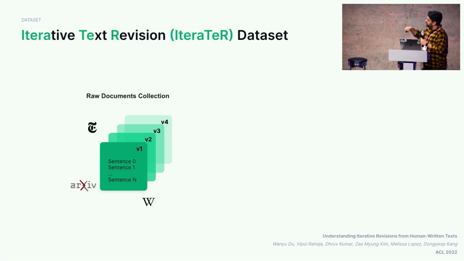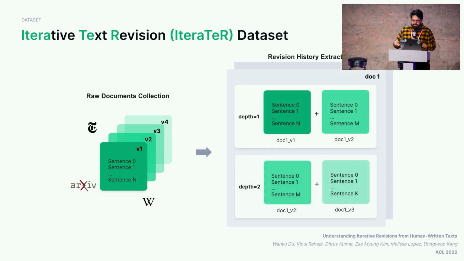So we first collect a large data set of raw documents across different domains, Wikipedia, arXiv, news articles, as they have different writing goals, different writing patterns, different intentions. And for each document, we sorted each version according to its timestamp in ascending order. And for each document, we pair 2 successive versions as one revision.